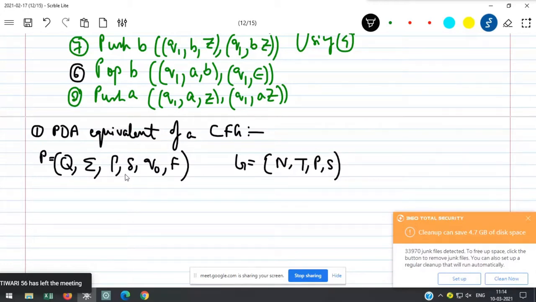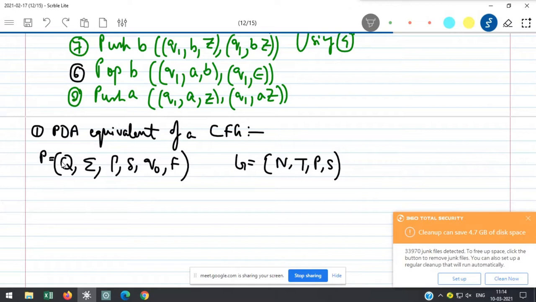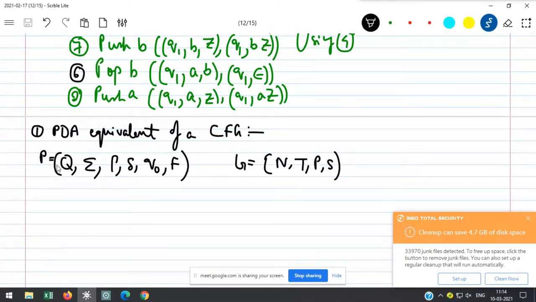Now, given a context-free grammar, we have to construct a pushdown automata. So in the pushdown automata, this Q is representing a collection of states. Now, for simplicity purpose, our target is to design a pushdown automata for this particular given context-free grammar. So we need to have a state. If you want to design a pushdown automata, we need to have a state.